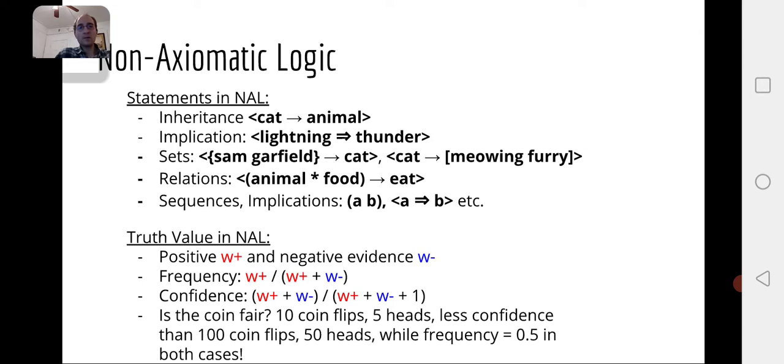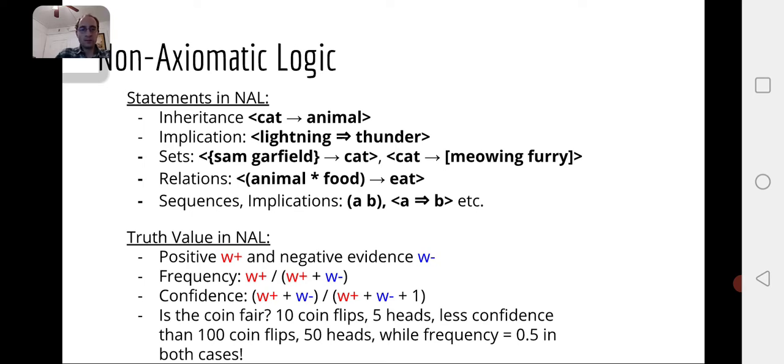Most importantly though, the truth value in non-axiomatic logic is not binary. Instead, it's based on a positive and negative evidence amount. And based on those evidences, you can define a measure called frequency, which is the positive evidence over the total evidence, and a confidence measure, which is essentially the total evidence mapped to a value between 0 and 1.